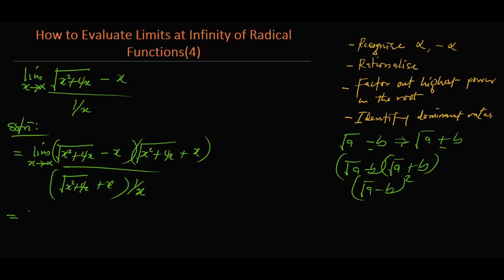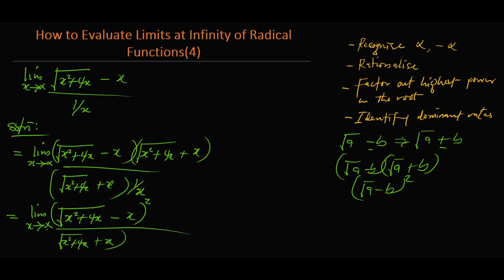Applying that here, we are going to have the limit as x approaches infinity of root x squared plus 4x minus x all squared, all over root x squared plus 4x plus x, all divided by x, which is multiply 1 over x.